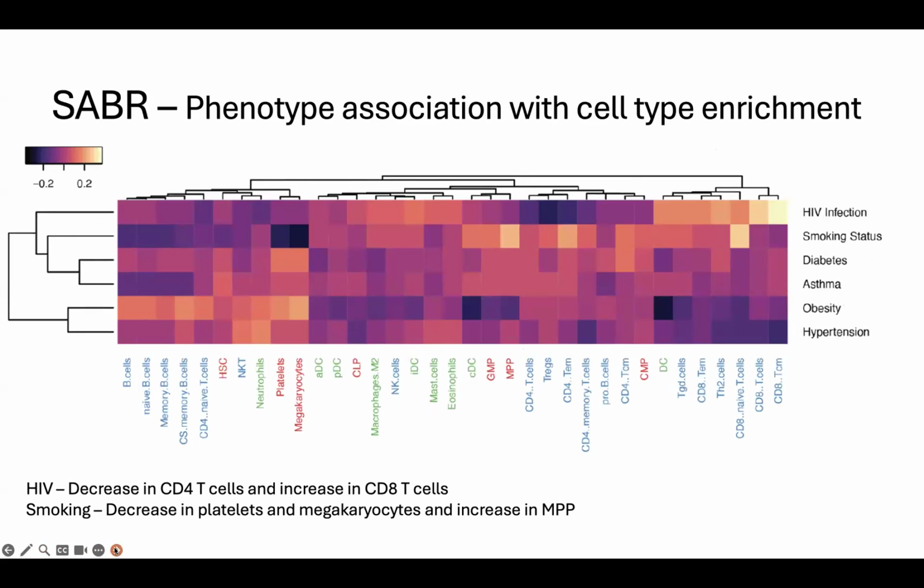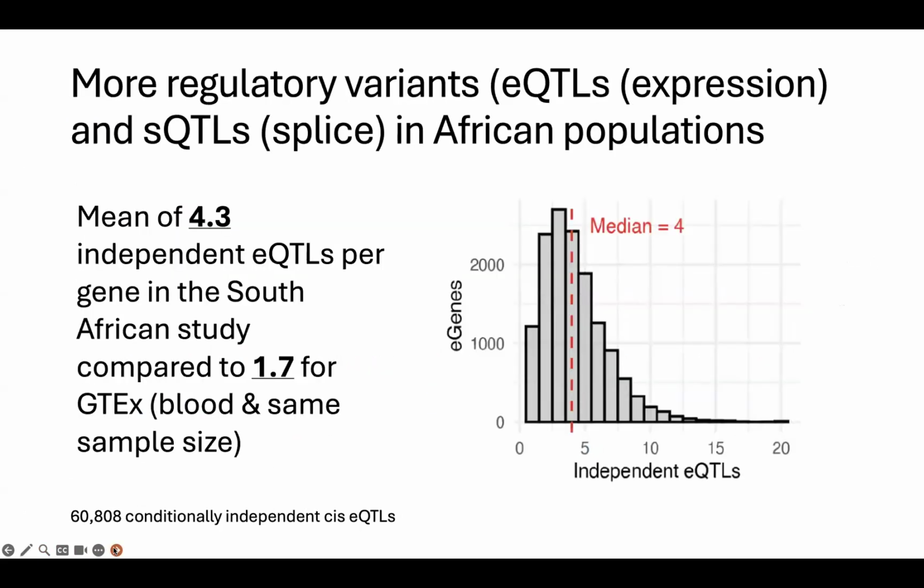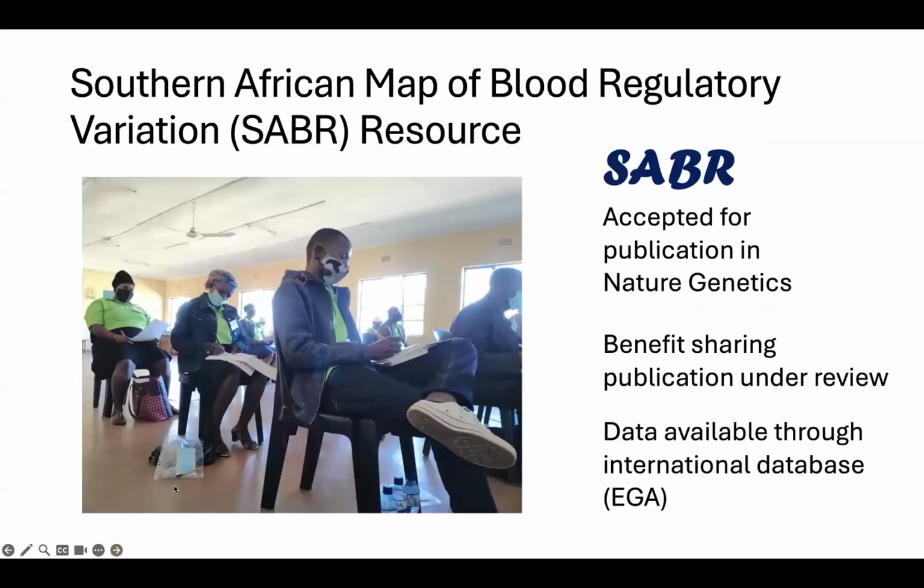So I won't go into that in any detail, but just to say that in these 750 South African samples, we found on average 4.3 variants per gene, whereas in European studies, they only found 1.7. So I think the only point that I want to make with this slide is that whenever you study African genomes, you will find new things and you will discover a lot more variation. And that is really important when we think about associations with disease.